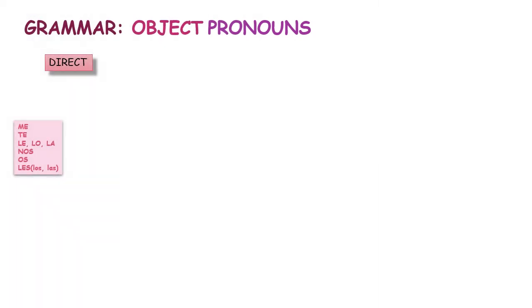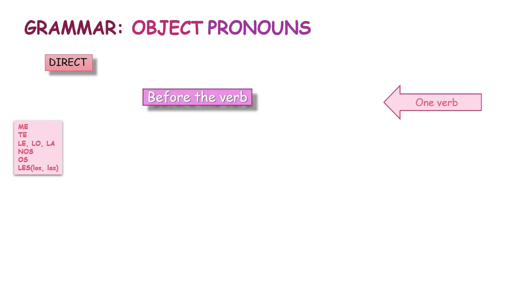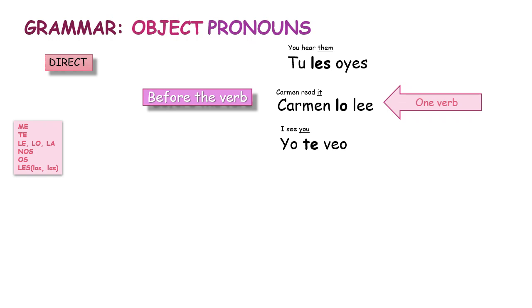Let's go to the position of object pronouns. If there is one verb, the pronoun goes before the verb. I agree, it's weird. Let's see the examples. For "you hear them" it is "les oyes", before the verb. Or "Carmen read it" as "Carmen lo lee", before the verb. Or "I see you", "te veo", or "yo te veo".